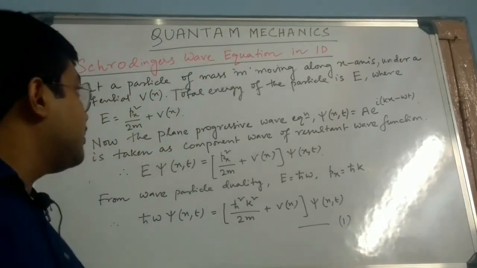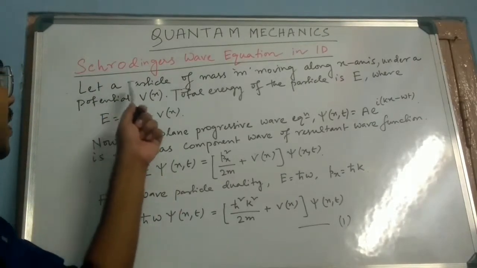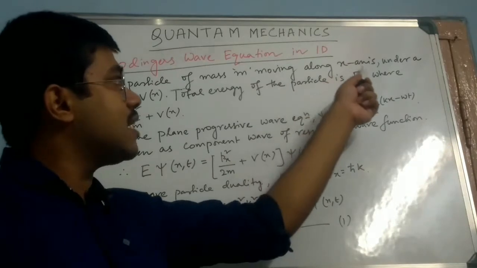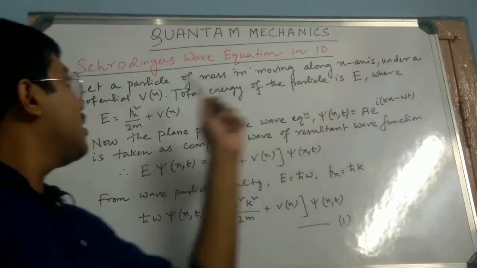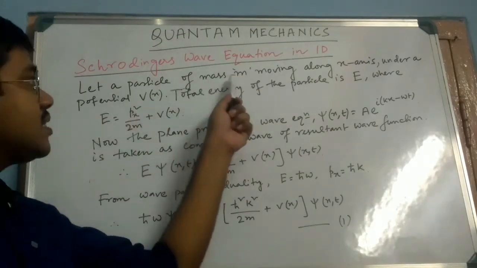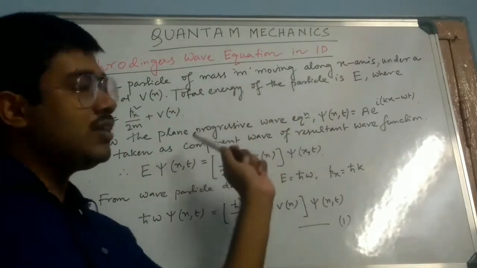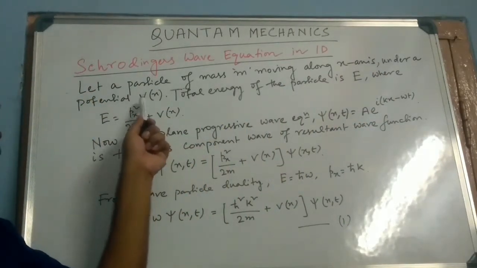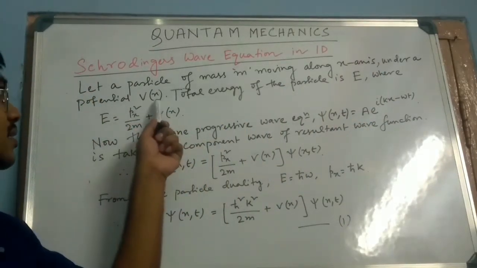So let us start. Let a particle of mass m be moving along the x-axis under a potential V(x). This potential depends on the position x.